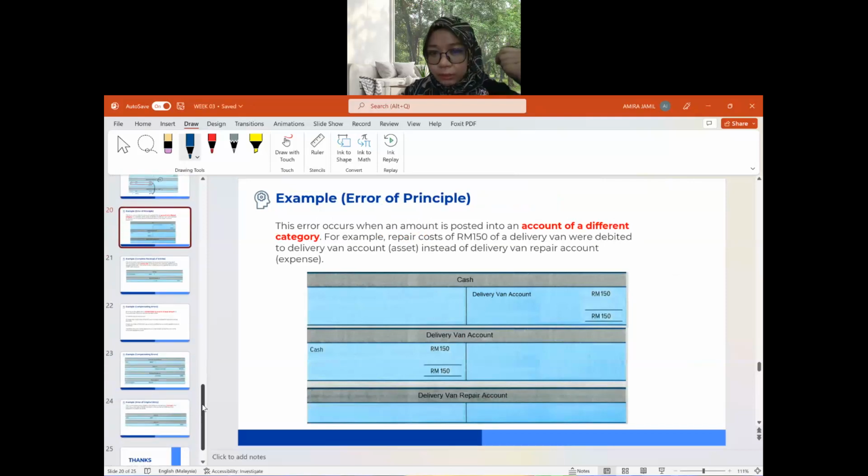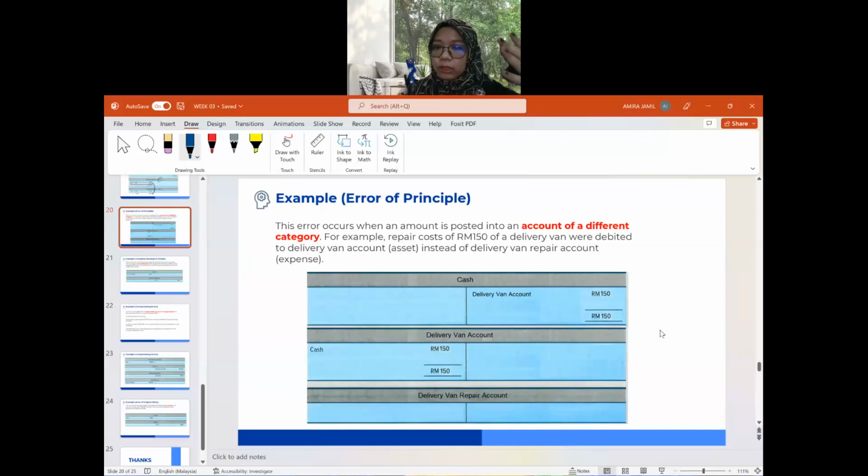This error occurs when an amount is posted into an account of a different category. For example, repair costs of 150 for a delivery van were debited to the delivery van account, the asset account, instead of the delivery van repair account, the expenses account. It is an error of principle. It should be added into an expense account, not an asset account. But for the expense account and the asset account, the added figure is the same. It's on the debit side.